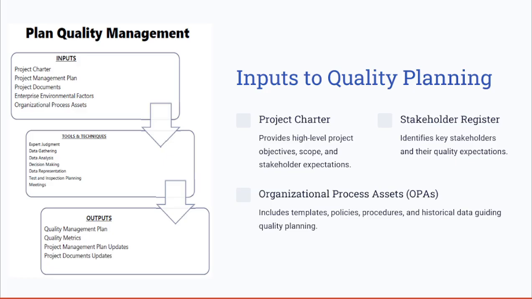And to start with the inputs to quality planning, the project charter is crucial as it outlines the project's high level objectives, constraints, and overall quality goals. The stakeholder register helps identify the stakeholders and their needs and expectations regarding the quality. Additionally, the OPAs like historical data or quality management templates and established policies provide valuable resources and lessons learned to guide the planning process.